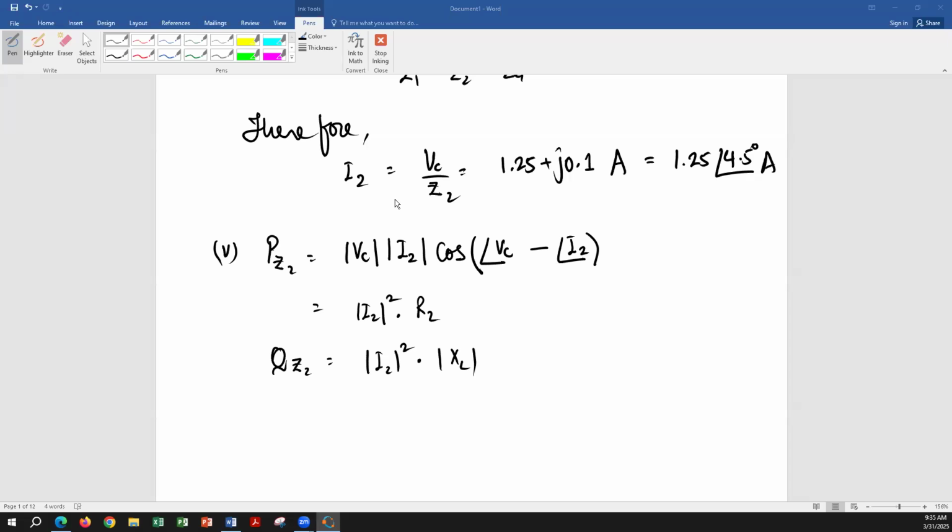But if I can just find the current passing through an impedance, and I have to calculate the power, then I will not find the voltage, I will find the current. Because if I find the voltage, then again, that voltage is going to be across the complete impedance, not across each individual component.